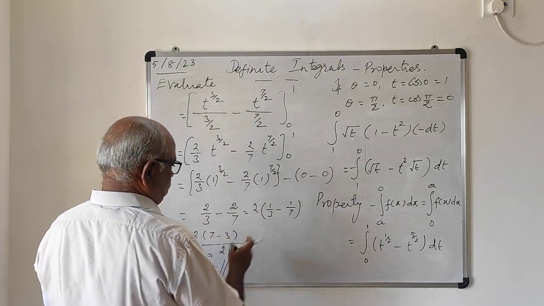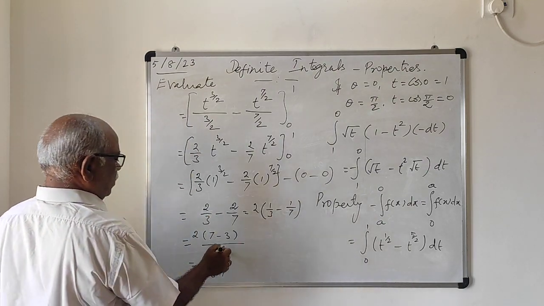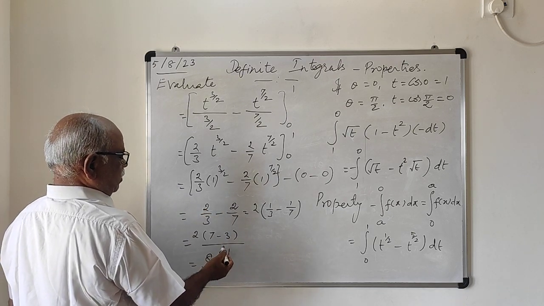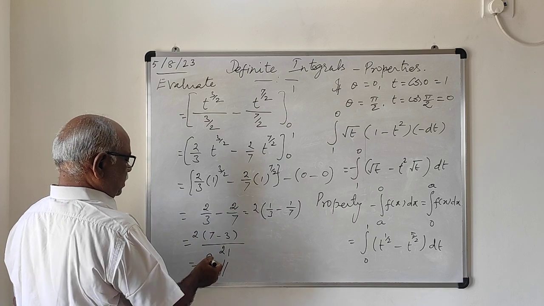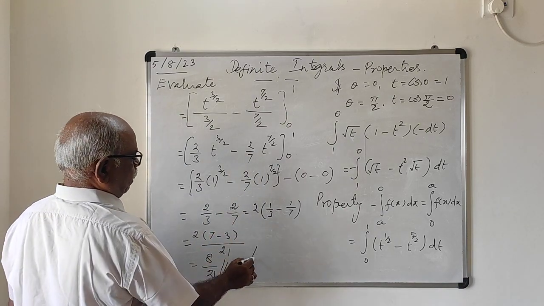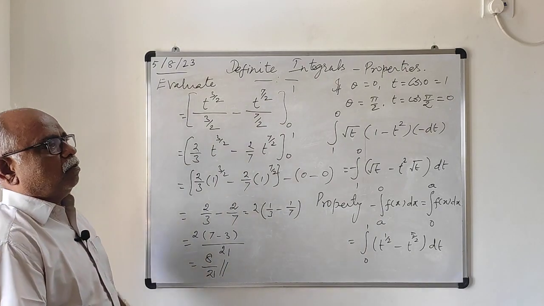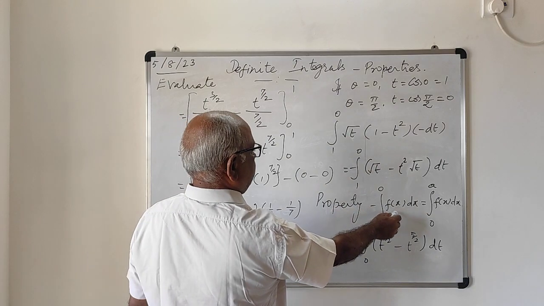Otherwise, if you are not taking the LCM, you will just write 21 as the LCM: 7 3s are 21, 7 2s are 14, minus 3 7s are 21, 3 2s are 6. 14 minus 6 is 8 by 21. That's our answer. That is the problem. So here we are using this property.